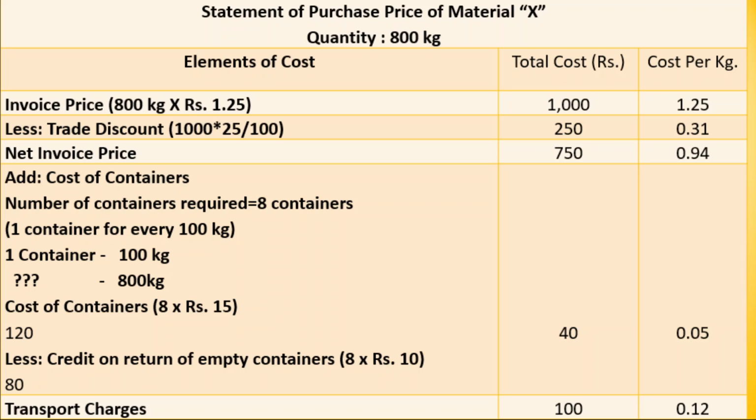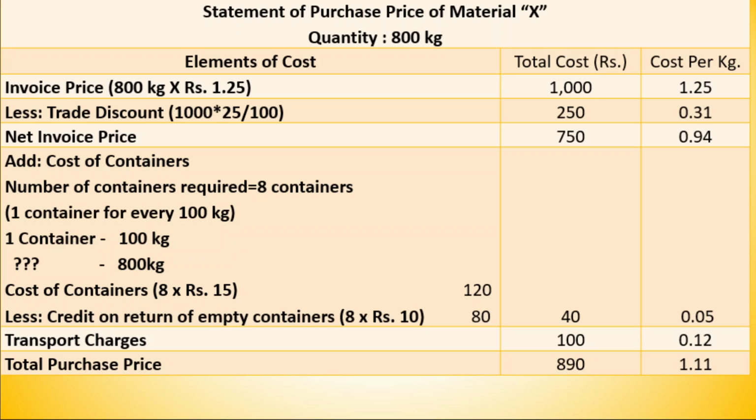Transportation charges are given rupees 100. So per kg, it's 100 by 800 kgs, you get 0.12. So therefore, the total purchase price of material is 890. For 800 kgs of material, per kg it would be 1.11.